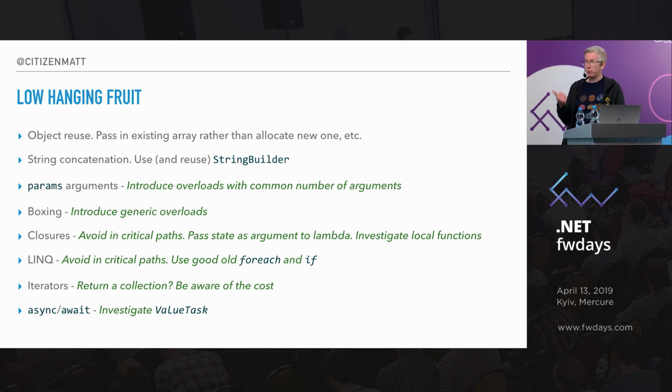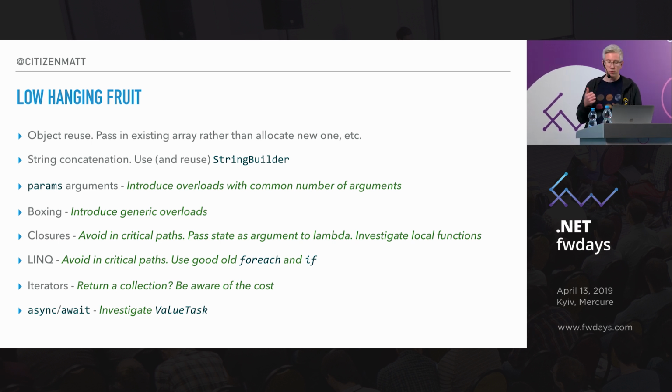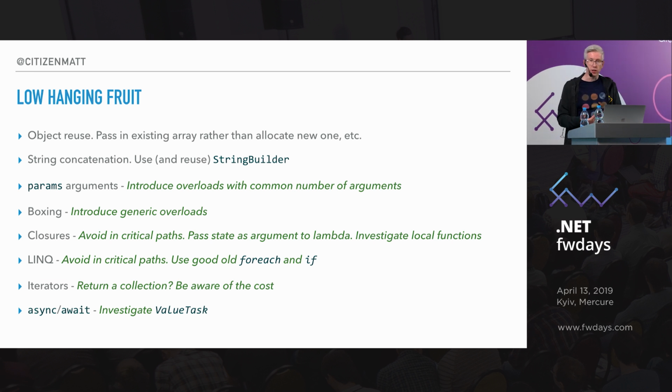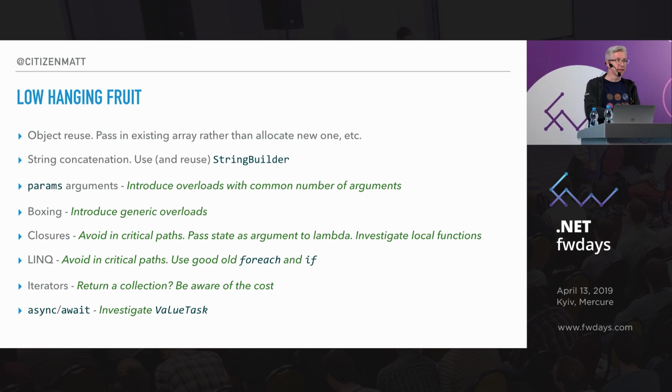So for example, if you have params, you can introduce overloads with a common number of arguments, which can avoid that array allocation. If you've got boxing, you can introduce generic overloads, because the generic types can then let the type system work for you and handle the value types nice and easily. If you've got closures, you can avoid them in your critical paths. So if you've got some piece of code which is going to get called very, very frequently, then avoid the closures, so you're not allocating these state objects. You can pass the state in as arguments rather than having to capture it in a class.